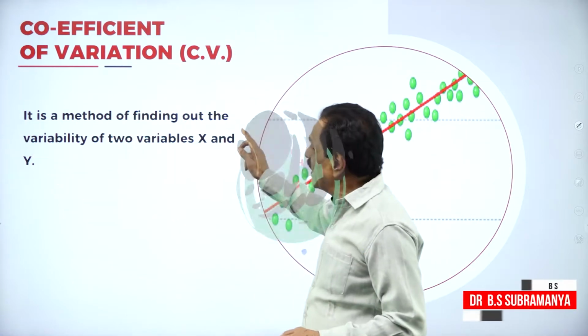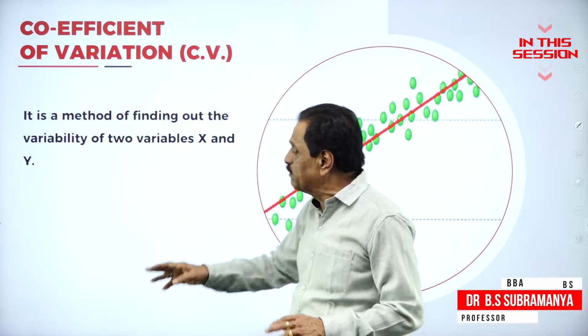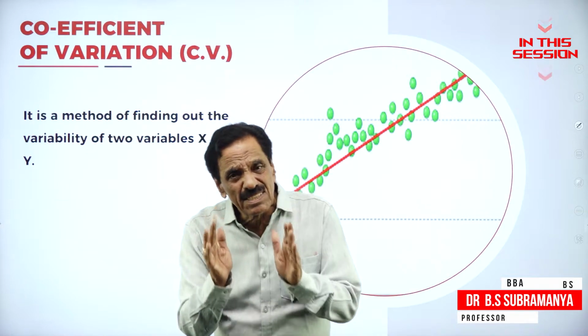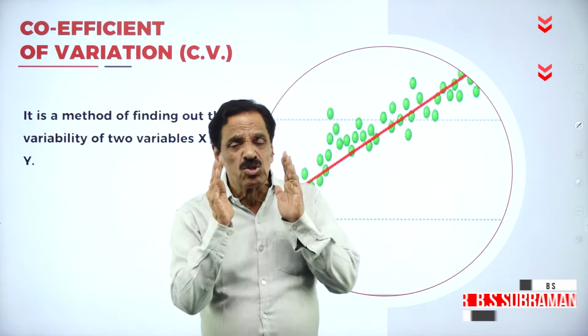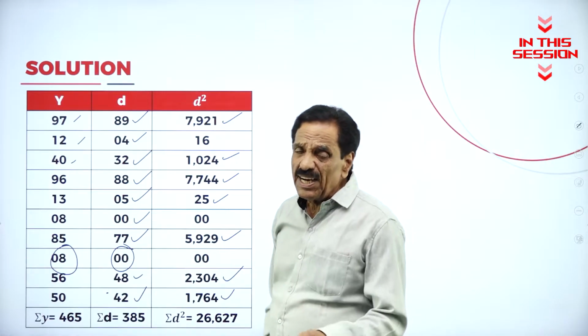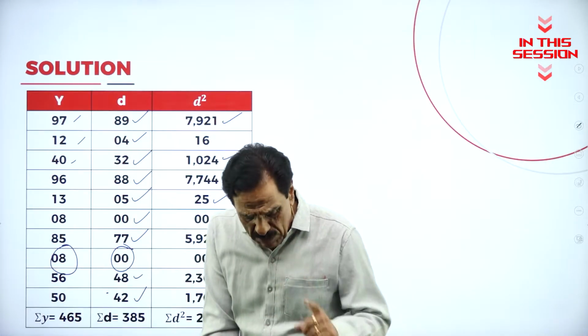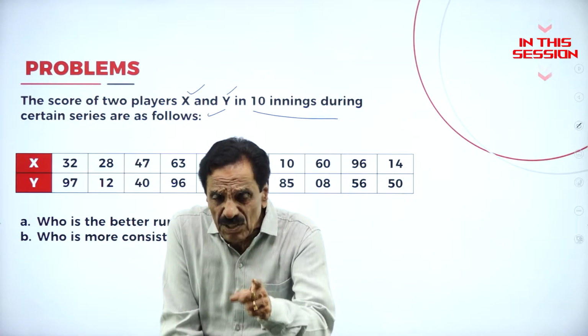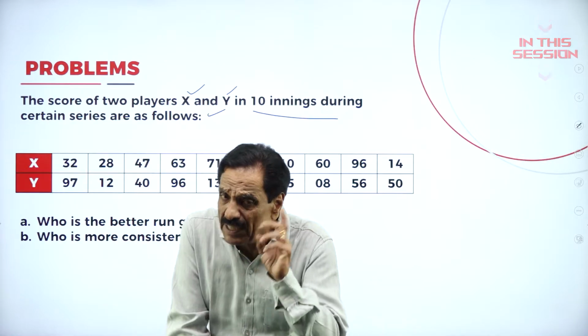It is a method of finding out the variability of two variables x and y. In statistics, we consider two variables. One is x, one is y. What do we have to calculate? One standard deviation, one mean. If we see that, what is a CV? Standard deviation divided by mean into 100.